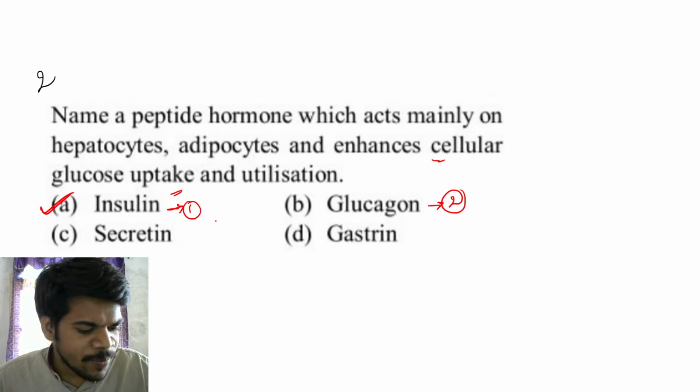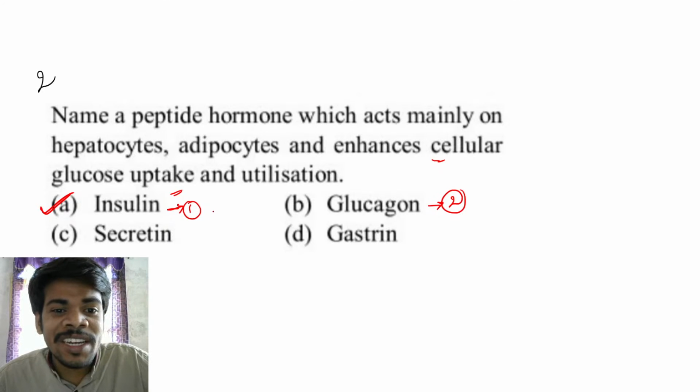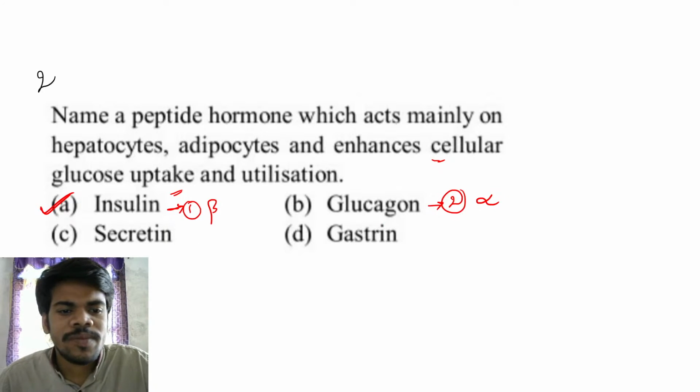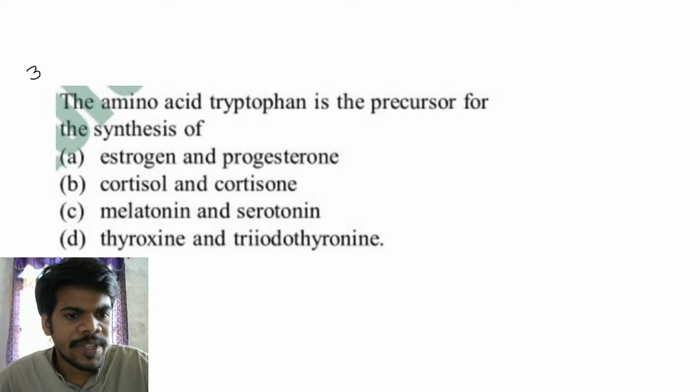Insulin is secreted from beta cells. Glucagon is secreted from alpha cells of the pancreatic islets. Superb.